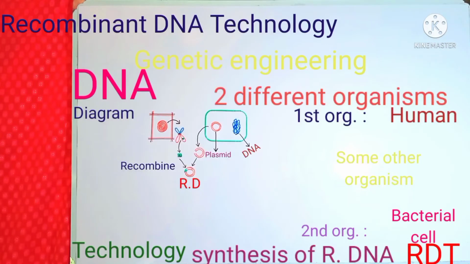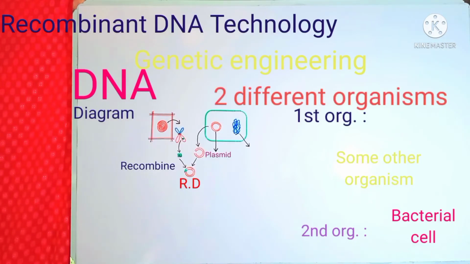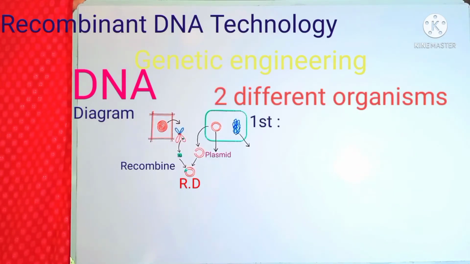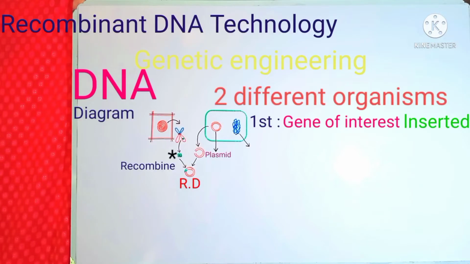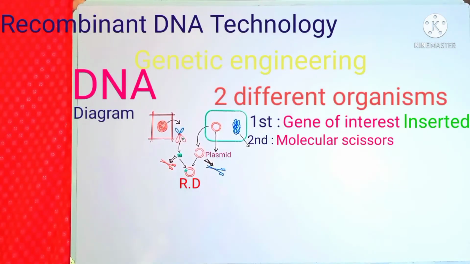Next, we shall see different materials which are required for recombinant DNA technology. The first one is the gene of interest, which is to be cloned or inserted. We can see here it is our gene of interest which is to be cloned or added. Next is a molecular scissor that is used to cut out the gene of interest and the bacterial plasmid. It is not quite like the scissor that our mothers commonly use for cutting cloth, but this molecular scissor is in the form of an enzyme.